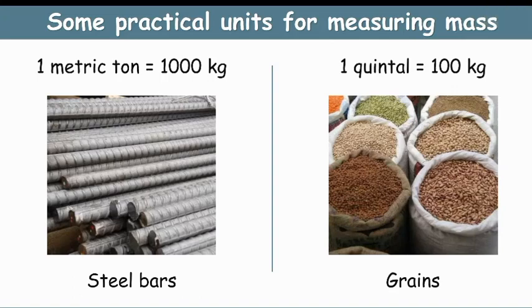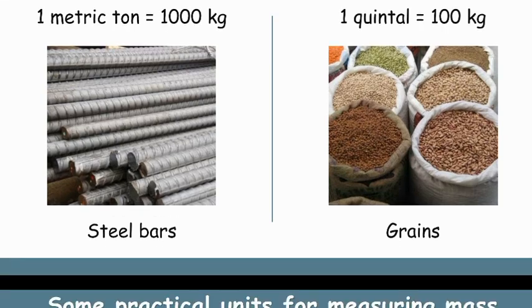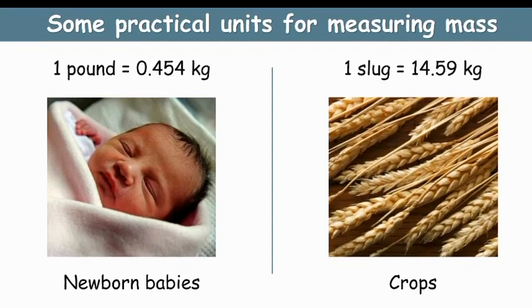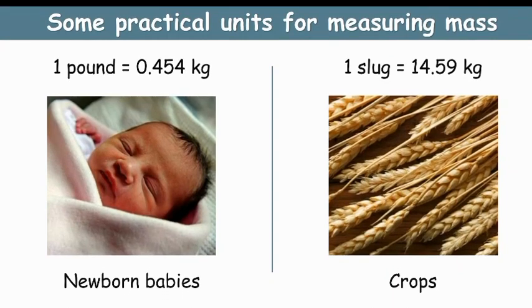Again, some of the practical units for measurement of mass. 1 metric ton is equal to how many kilograms? Generally mass is measured in kilograms. Kilogram is the standard unit of measurement of mass as per SI units. 1 metric ton is equal to 1000 kilograms. Generally metric ton is used for the measurement of steel bars and many other materials. 1 quintal is equal to 100 kilograms. 1 pound is equal to 0.454 kilograms. It is less than 1 kilogram, generally we say half of 1 kilogram.